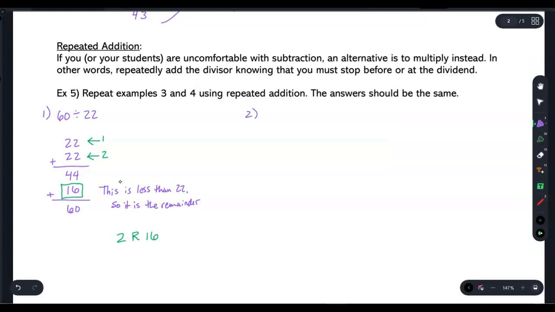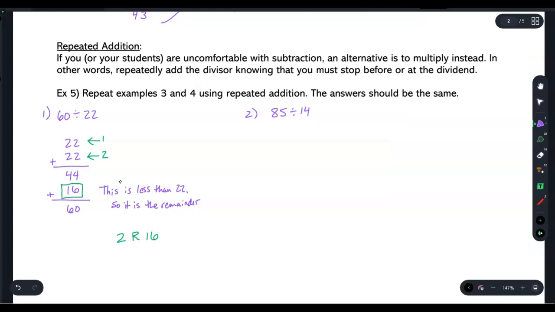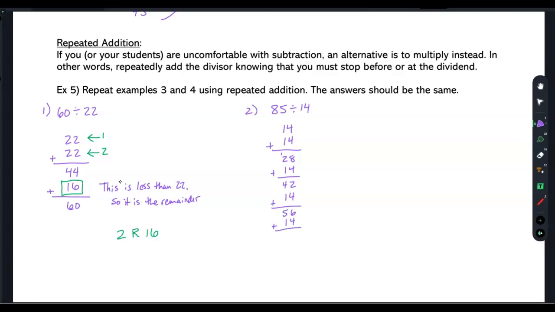So then let's look at the second one. So we had 85 divided by 14. And so what I would do is I would just repeatedly add 14. And I just know I can't go past 85, right? So 14 plus 14, that would be 28. Let me add another 14 to that. So that's going to be 42. Another 14 to that. 56. Another 14 is going to make that 70.